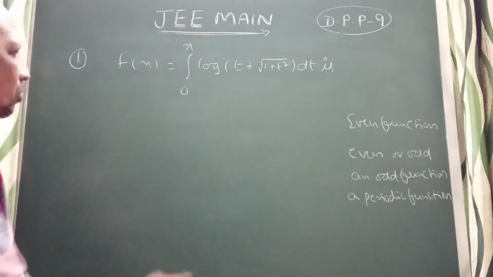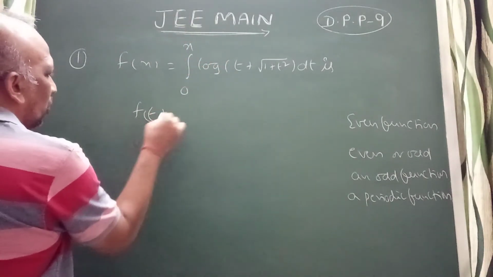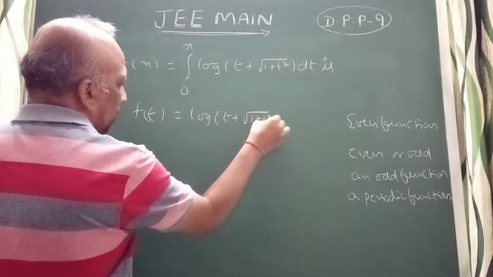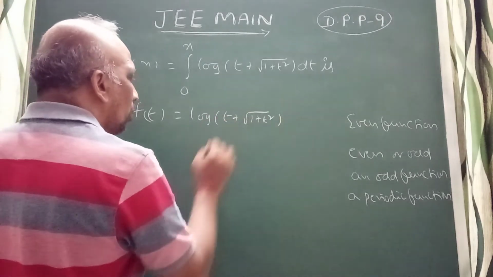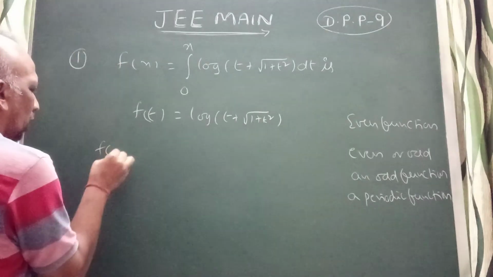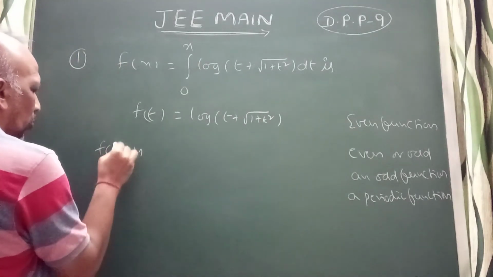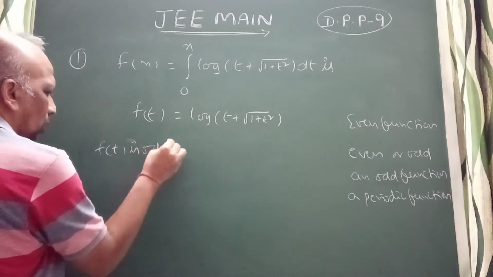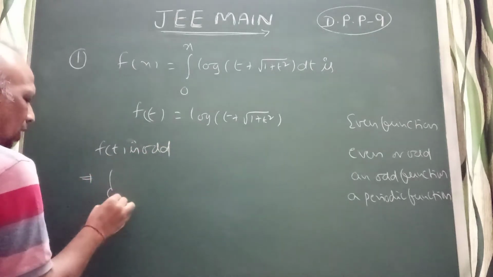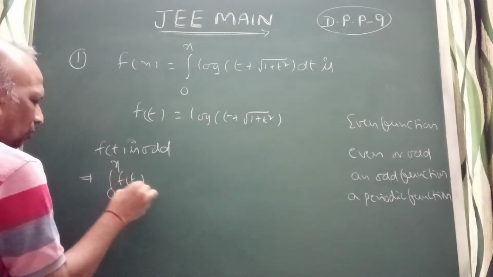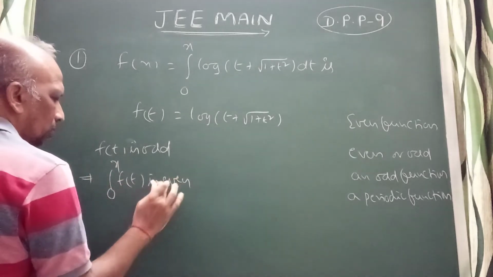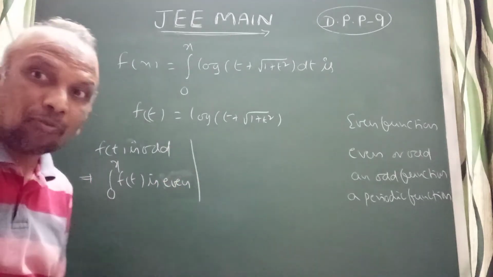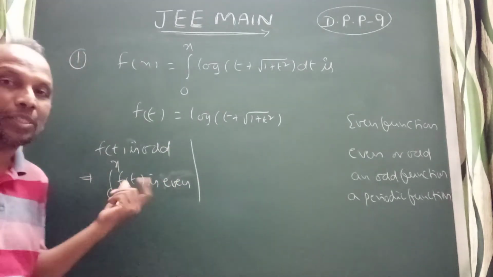When they give you something like this, for example, I have taken f of t equal to log of t plus root of 1 plus t square. So remember this: whenever f of t is an odd function, then the integral 0 to x of f of t is an even function. This will be even, always remember. Whenever f of t is odd, the integral 0 to x of f of t is even.